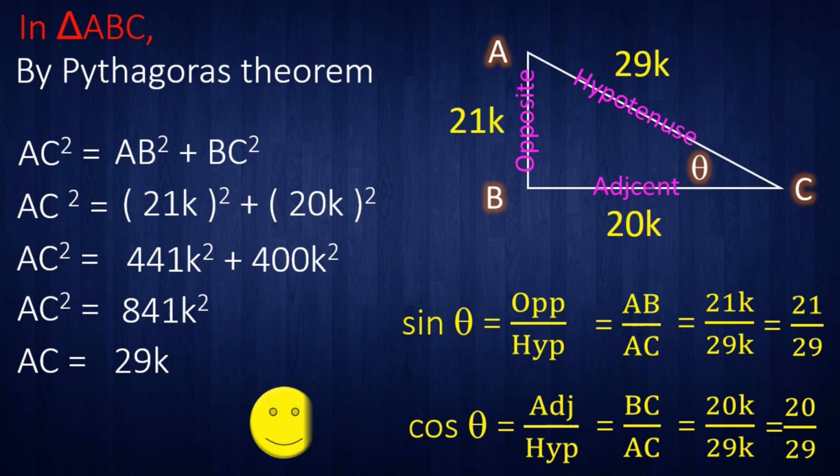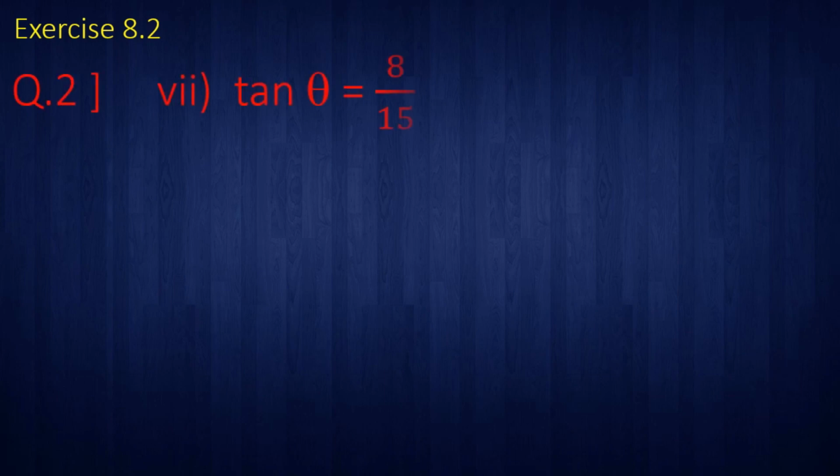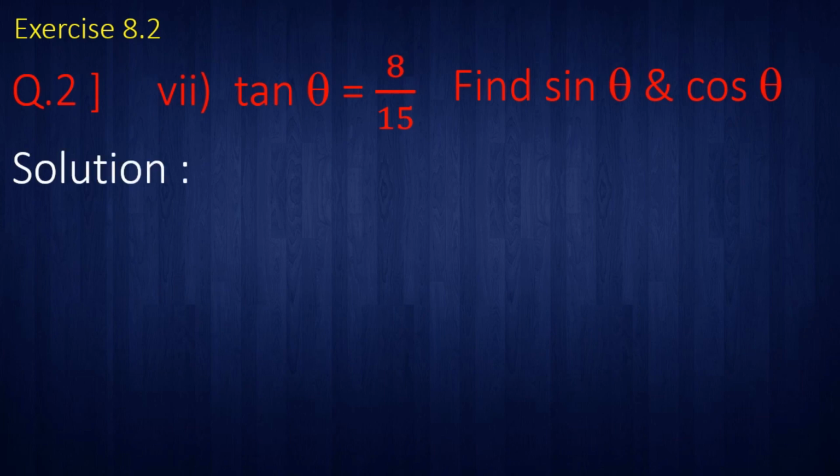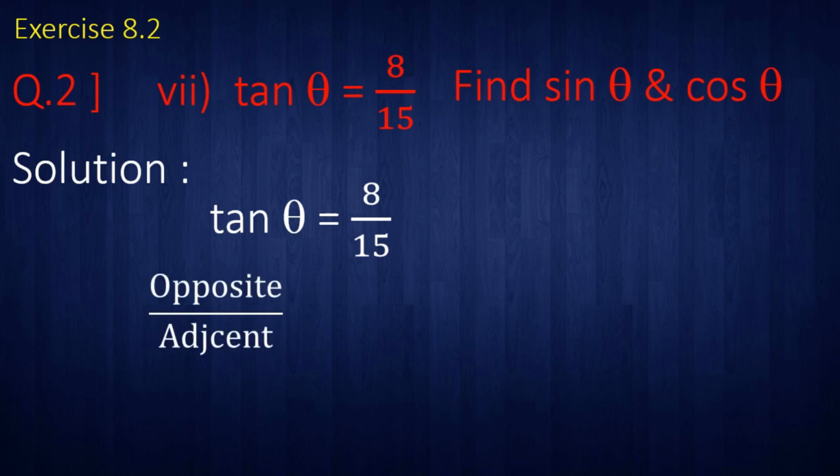Now come to question number 7. In 8.2 question number 7 they have given tan theta is equal to 8 upon 15 and we have to find sin theta and cos theta. So consider tan theta is equal to 8 upon 15. Tan formula is opposite upon adjacent is equal to 8 upon 15. Now draw a triangle.